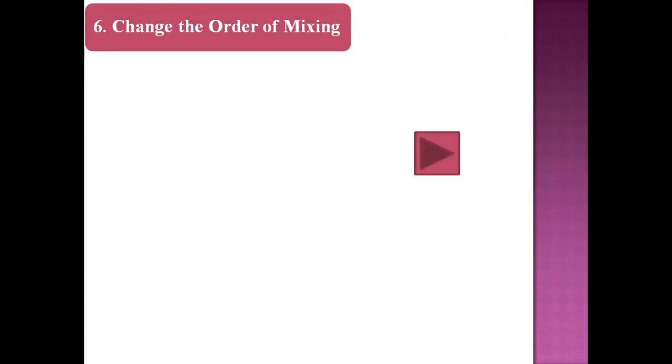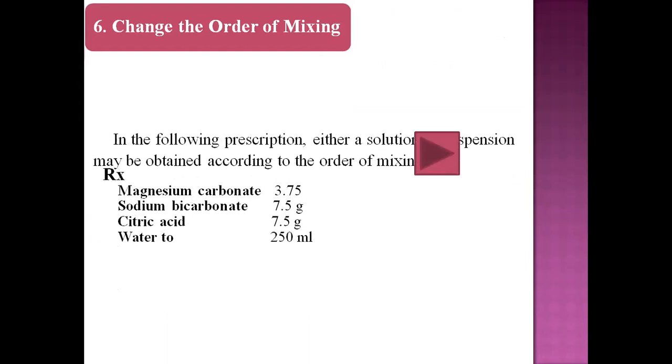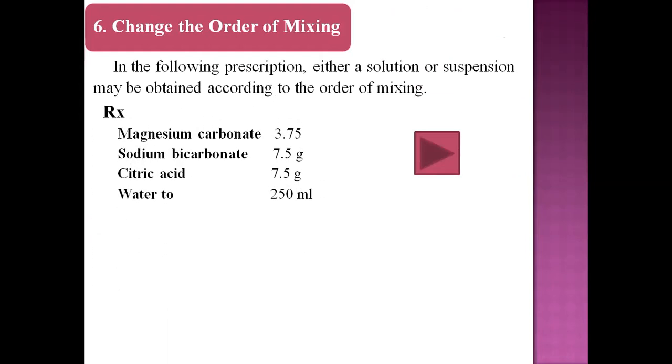Another type is change in the order of mixing. This is a new part we will discuss. In the following prescription, either a solution or a suspension may be obtained according to the order of mixing. Here, this prescription: magnesium carbonate 3.75 grams, sodium bicarb 7.5 grams, citric acid 7.5 grams, and water 250 ml. When these ingredients are mixed together, according to the order of mixing, they can form either a solution or a suspension.